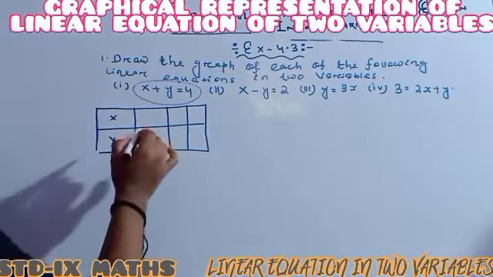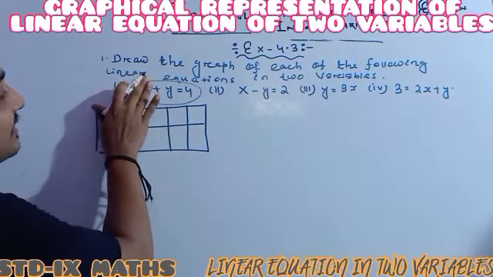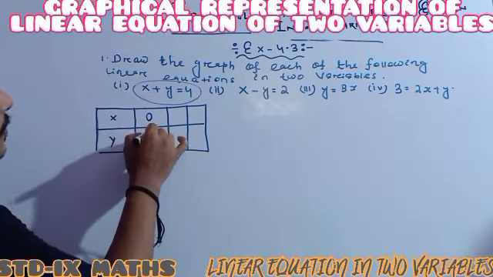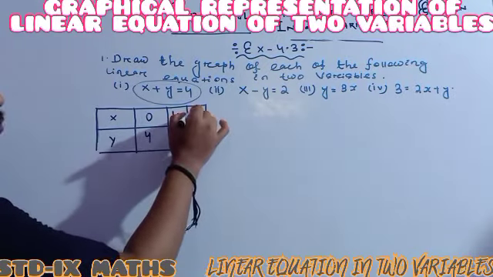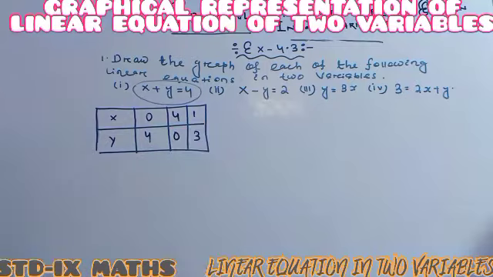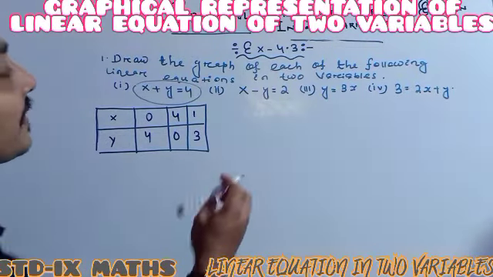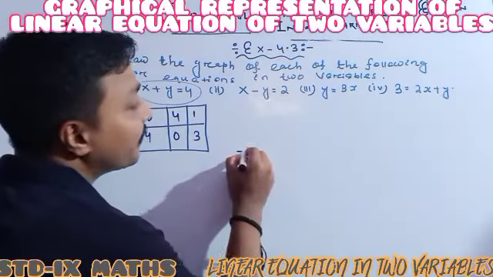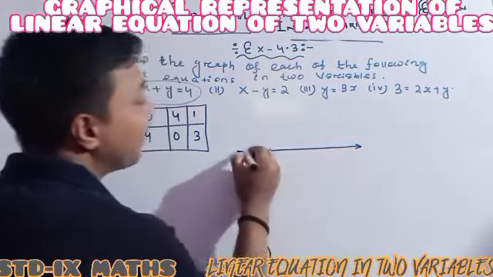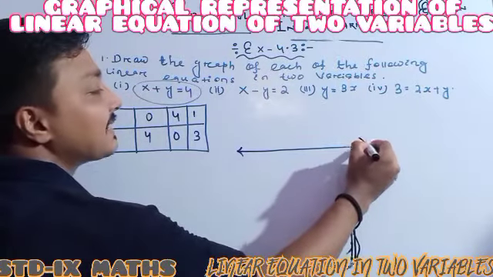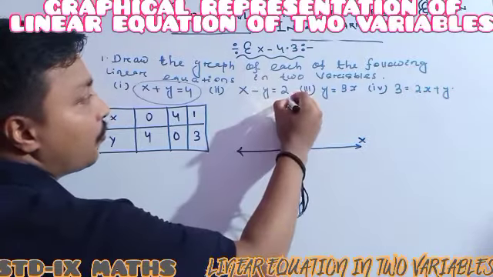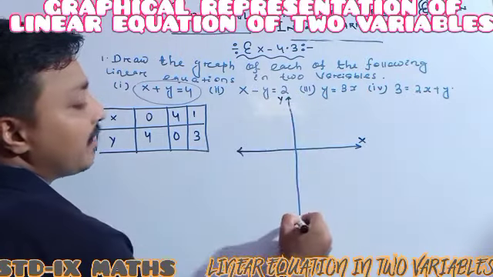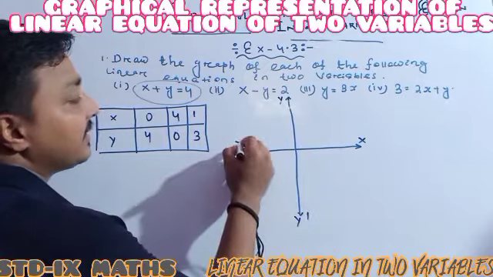See, one solution is, using the trick: whenever x is equal to 0, y is equal to 4. Whenever y is equal to 0, x is equal to 4, and another one I am taking as 1 and 3. And see how to draw the graphical representation. Suppose this is our x axis, and this is our y axis. Here it is y prime, here it is x prime.